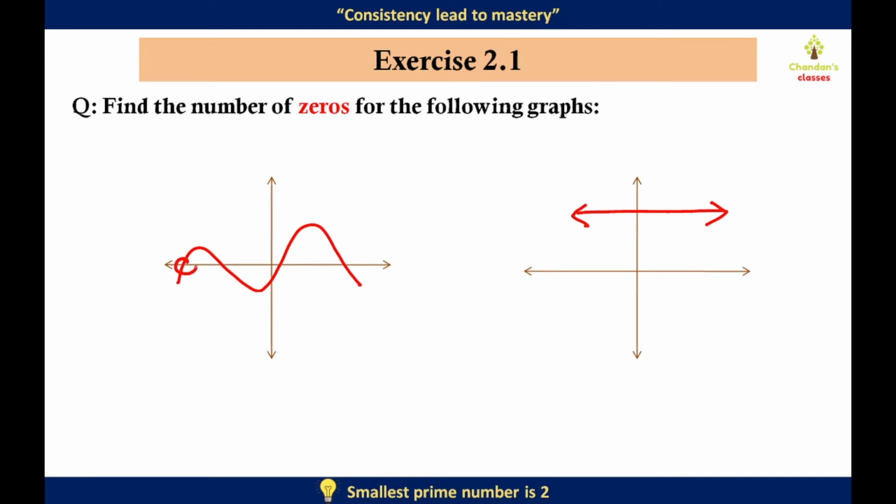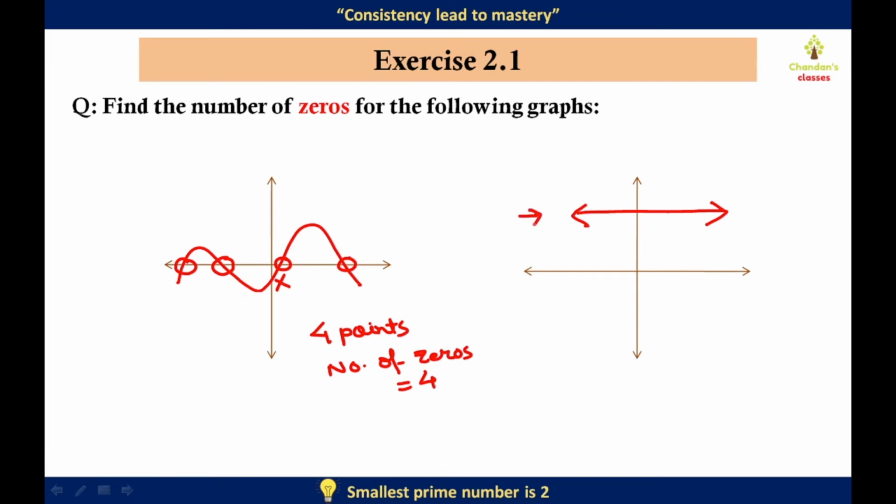In the first case, 1, 2. Now please don't count this point because this is the y-axis. You have to take this point on the x-axis, and these points. So how many points? 4 points. So what will be the number of zeros then? Because the graph intersects at 4 points, the number of zeros will also be 4.